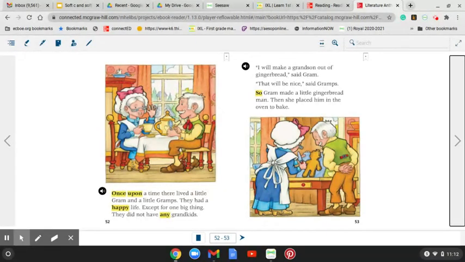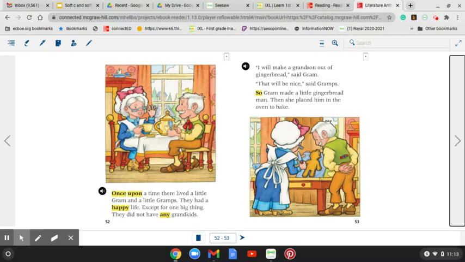Now I want us to think. We've talked about the different ways to remember details in a story. We usually write these down on our graphic organizer in our classroom. Today we're going to talk about cause and effect. That is, because something happens, then it causes something else. What we see on this page is because Graham wants a grandson.